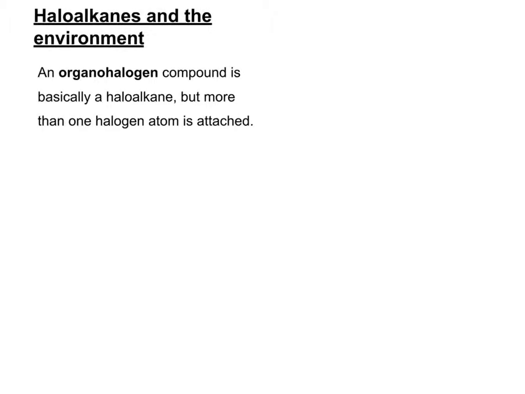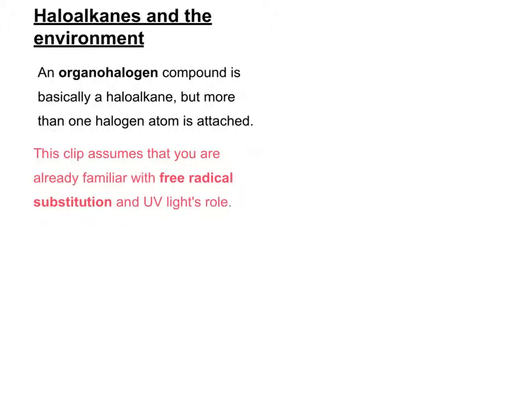During the course of this clip, I'll be making some assumptions about what you've been learning already. We're going to assume that you've covered free radical substitution in alkanes, the chlorination of alkanes. That basically means homolytic fission of the chlorine-chlorine bond to make two chlorine radicals, because we're going to take that idea and apply it to organohalogen compounds. We're also assuming that you understand the role of UV light in the creation of radicals. So we can take that idea and think about what might be happening up in the ozone layer.